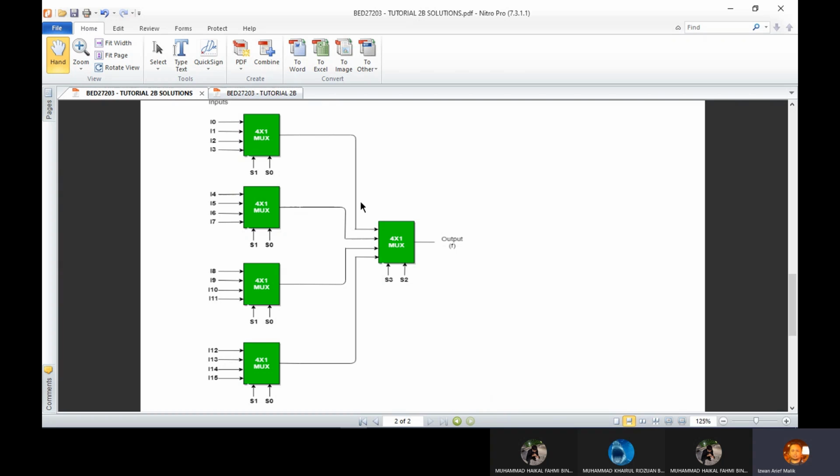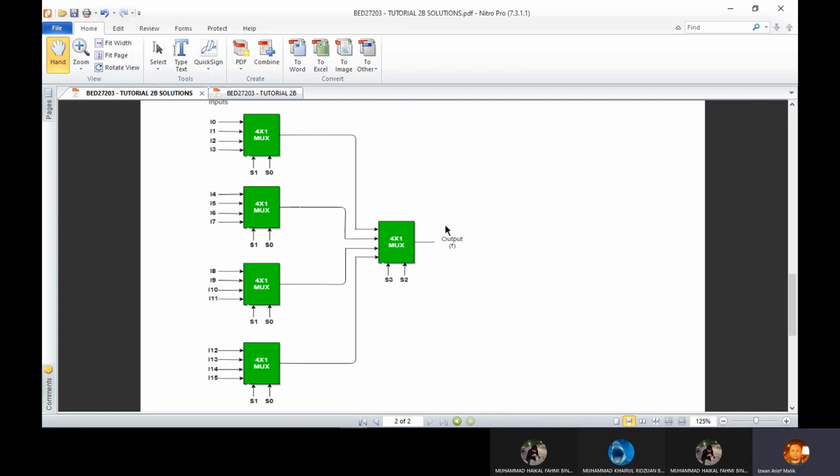But which one will become the output of the whole 16 to 1 mux will be determined by this selector. Let's say 0, 0, 0, 0. So I0, I4, I8, I12 enter here. Here also 0, 0. So here 0, 0. And then here also 0, 0. Which is all 0. Then the I0 that enters first will come out here.